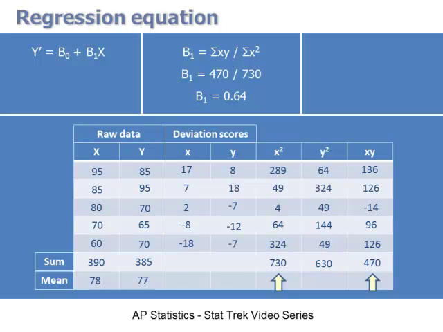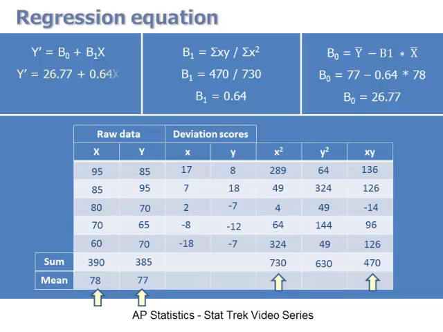Once we know b1, we can compute b0, which is equal to the mean of y minus b1 times the mean of x. We've just solved for b1, and we know from the initial computations that the mean of y is equal to 77, and the mean of x is equal to 78. Therefore, b0 is equal to 77 minus 0.64 times 78, or about 26.77. By solving for b0 and b1, we have defined the regression equation. It is y prime equals 26.77 plus 0.64 times x.